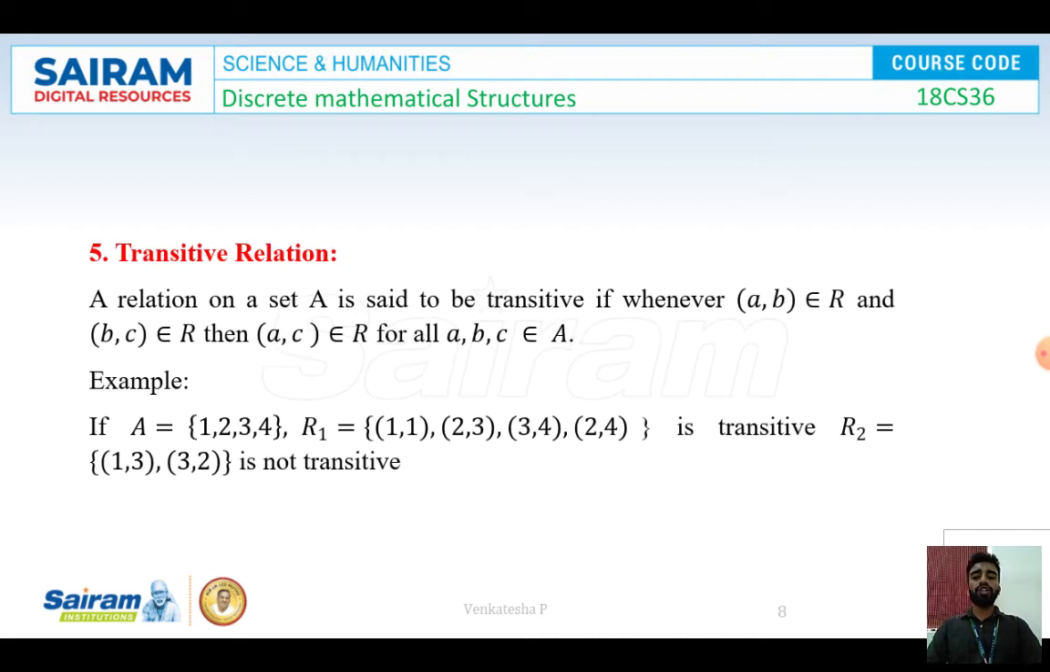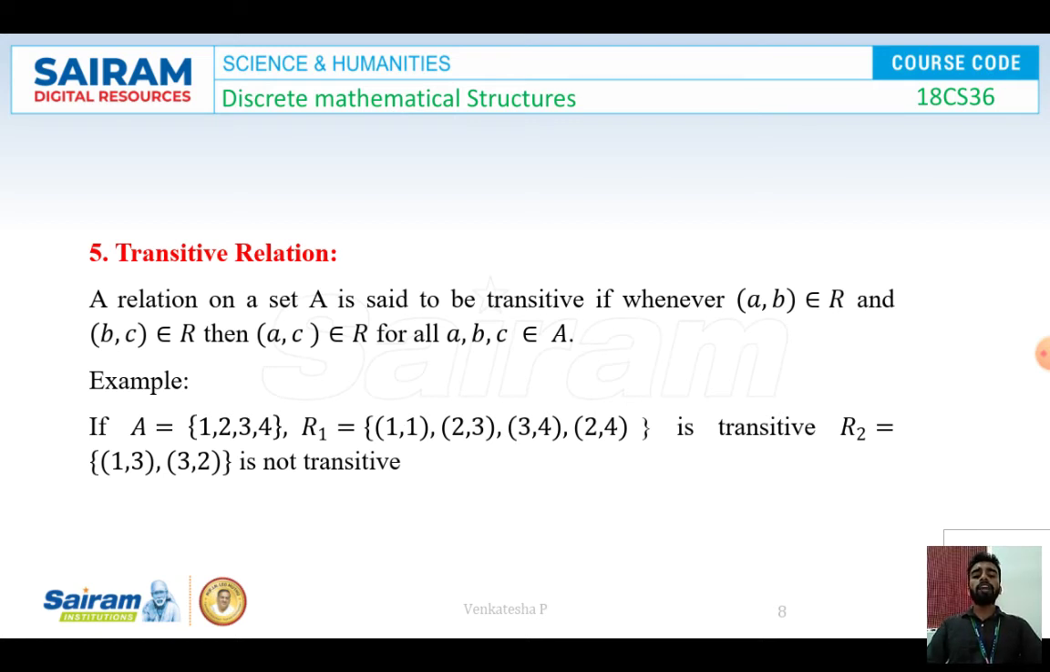Next is transitive relation. A relation R on a set A is said to be transitive if whenever (a, b) belongs to R and (b, c) belongs to R, then (a, c) must belong to R, for all a, b, c belonging to A. This is called a transitive relation. For example, I'm taking a non-empty set A which contains four entries 1, 2, 3, 4, and R1 is given by (1,1), (2,3), (3,4), (2,4), and R2 contains (1,3) and (3,2). Now we have to verify whether R1 and R2 are transitive or not.